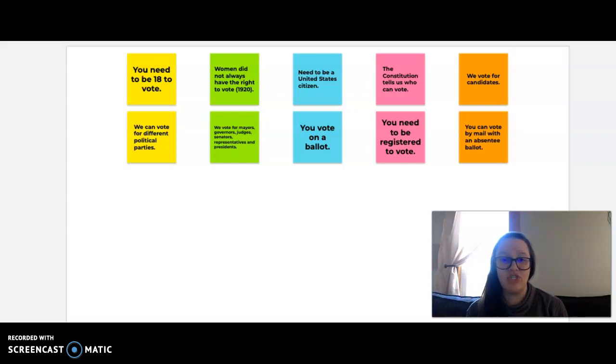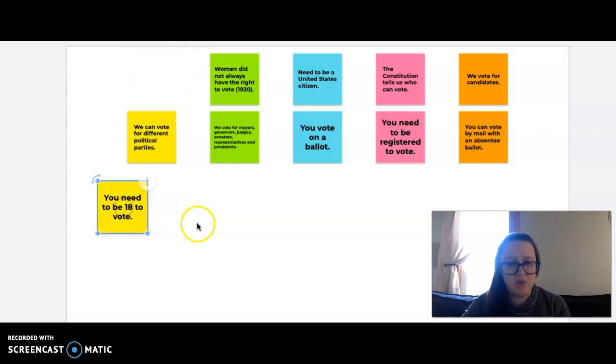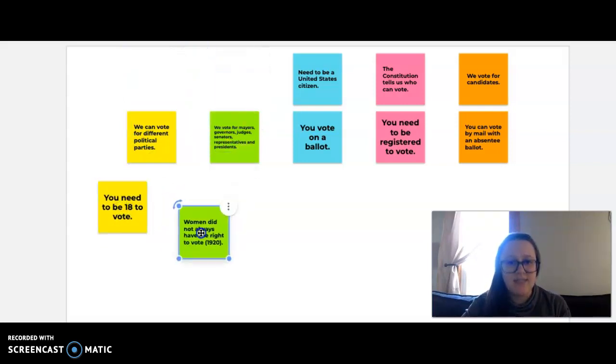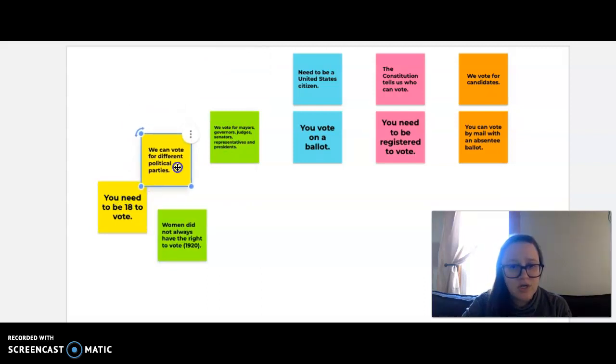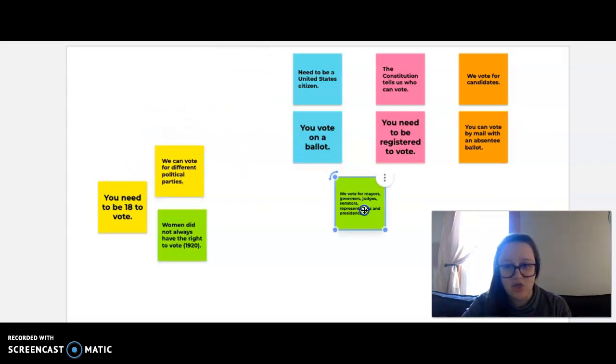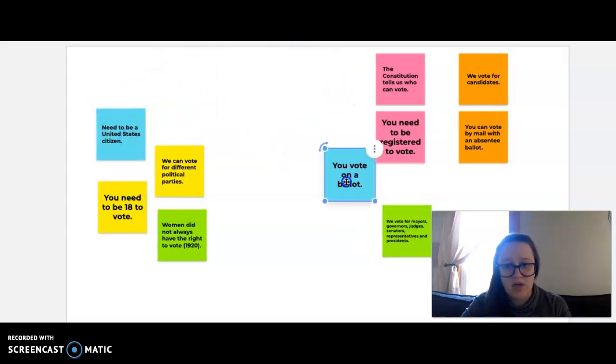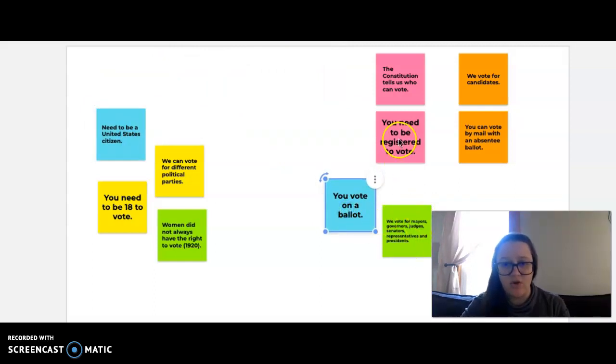So I looked at all my facts and I really saw that there were a lot about who can vote and what you vote for. So I thought what I would do is I would put these in 2 groups, and those will be my main ideas. So this one is about who can vote. This is who we vote for. This is kind of like how we vote and who we vote for.